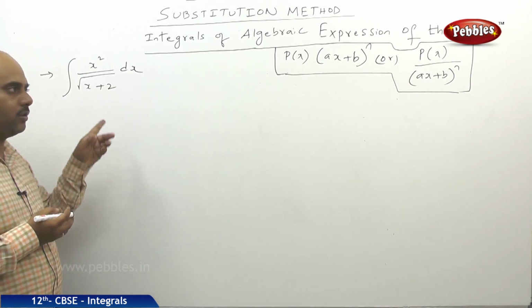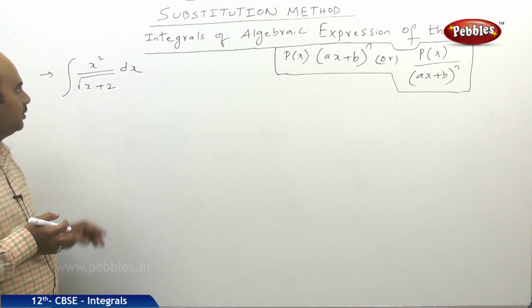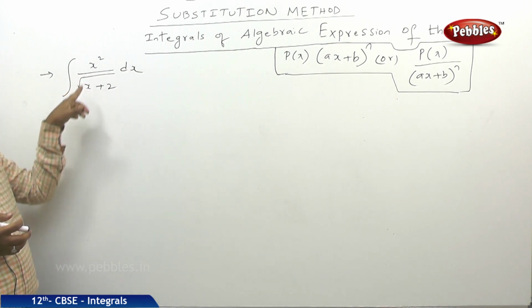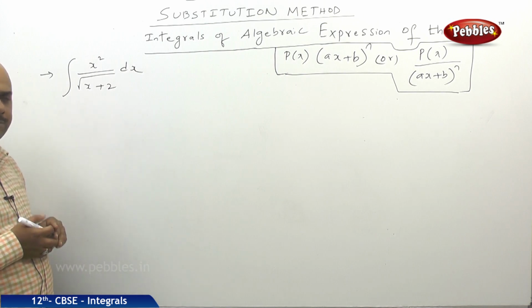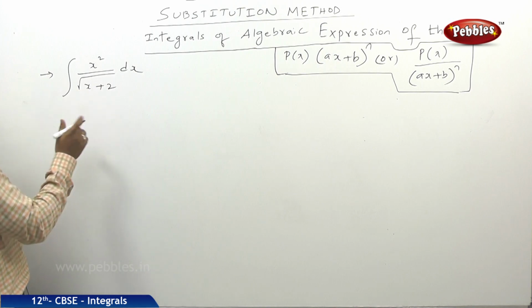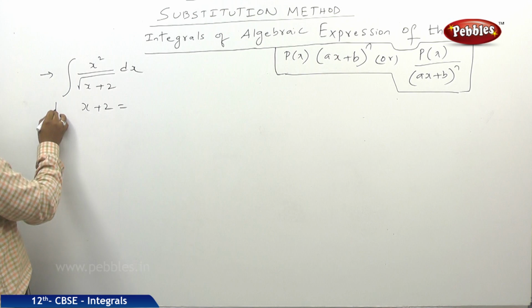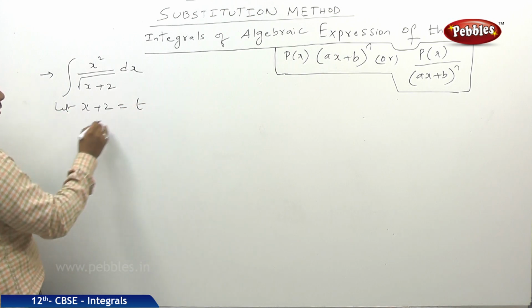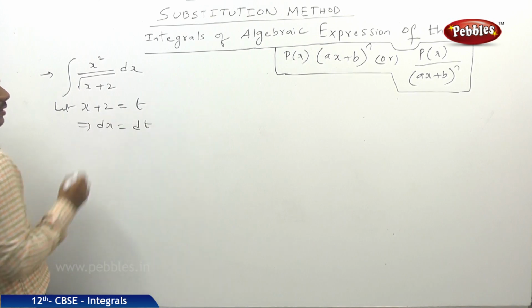So finally this is the calculation. Right, we shall now see another difficult problem of the same pattern. Again here, integral of x square by x plus 2 dx. So friends, here what we need to substitute, we need to put ax plus b is equal to t, but here ax plus b is x plus 2. So what I will be doing, let x plus 2 is equal to t. So finally what I will be getting, dx is equal to dt.